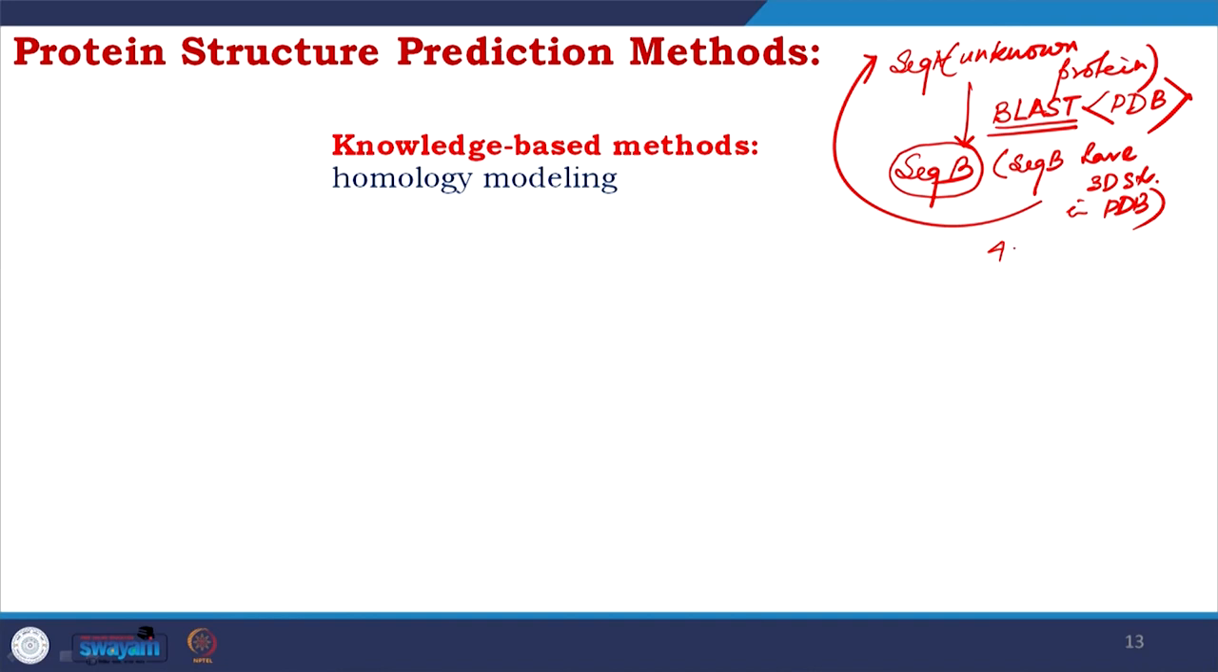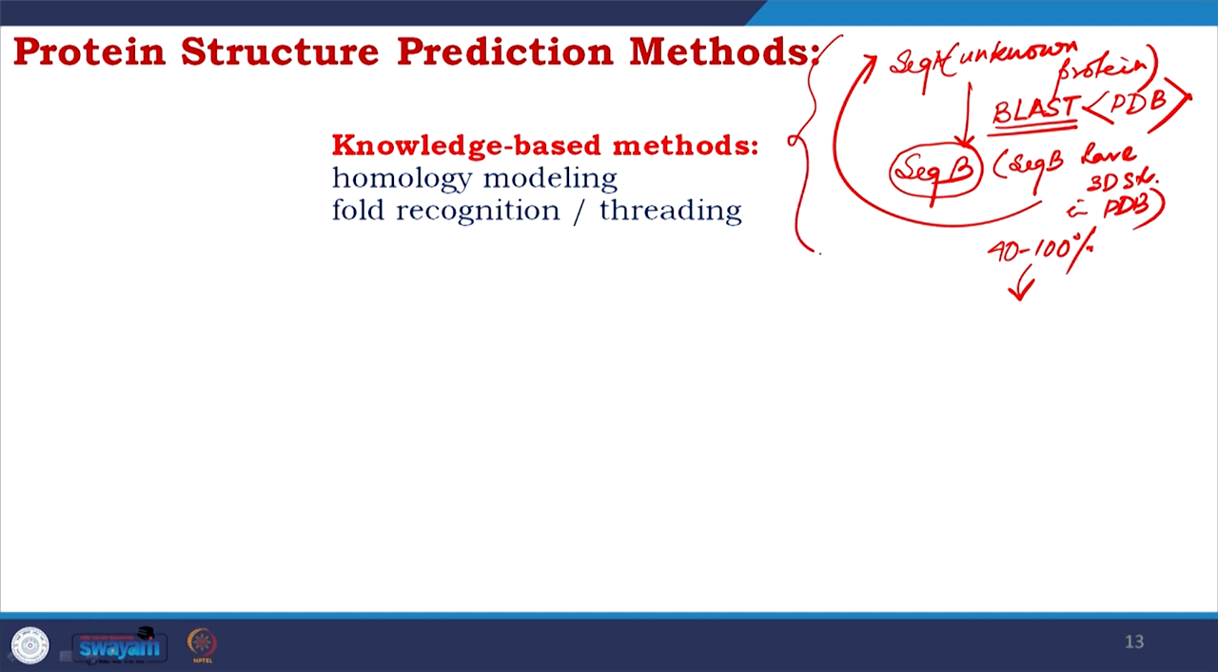Homology modeling is good for 40 to 100% identity. Below 40, there is a problem. Now, with the availability of more and more structures, we could go lower, but below 25, it is very difficult. And when you get a related structure with a sequence identity lower than 25%, homology does not work and you go for fold recognition.